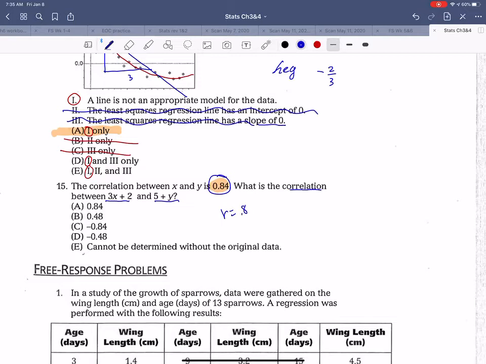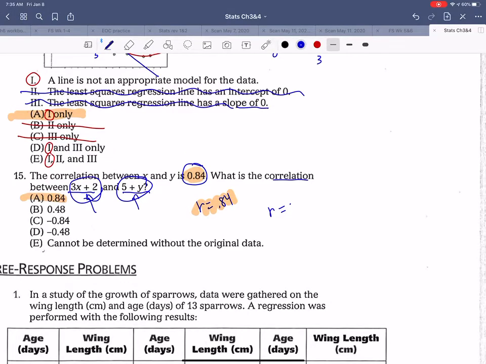R here is 0.84, and then they're asking what the correlation would be between these two expressions. And so the answer is actually A, which makes sense, because it's not going to change. Our correlation value, no matter what you make X and Y, when we transform data, meaning add numbers to it or multiply numbers to it, doesn't change our R value.